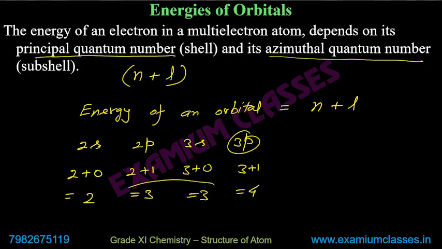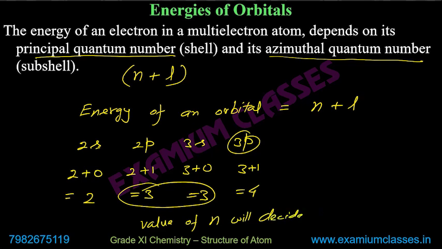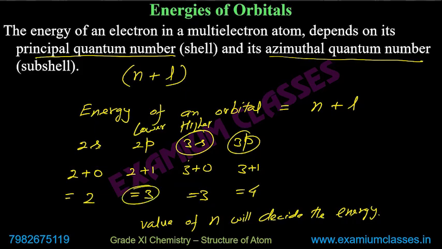Now there will be cases where you will get the same sum. 2 plus 1 gives you 3, and 3 plus 0 also gives you 3. In this case, the value of n will decide the energy, meaning the higher the value of n, the higher the energy. So in this case, 3s will have higher energy. 2p will have lower, though both have the sum as 3, because in 3s the value of n is 3 as compared to 2, and 3 is greater than 2.